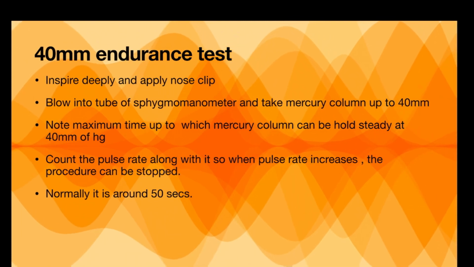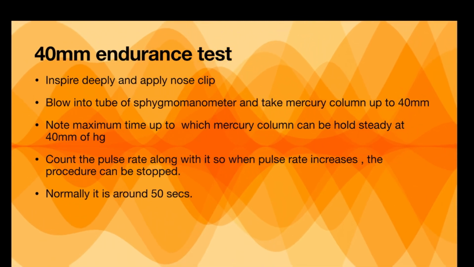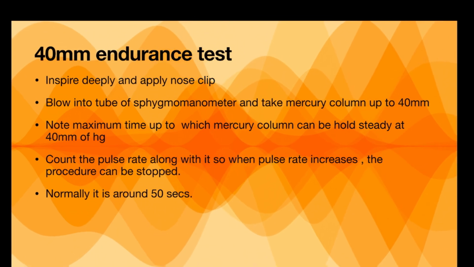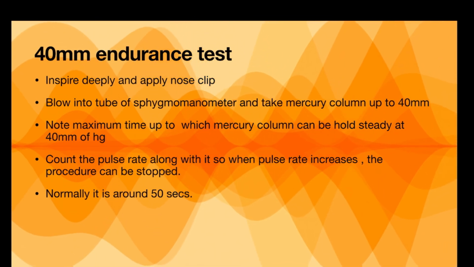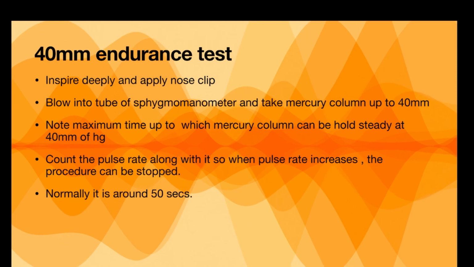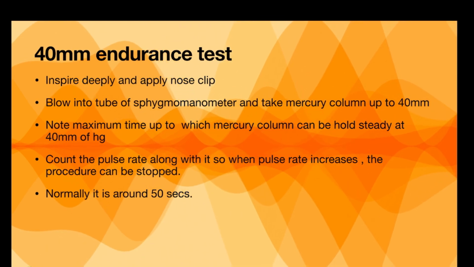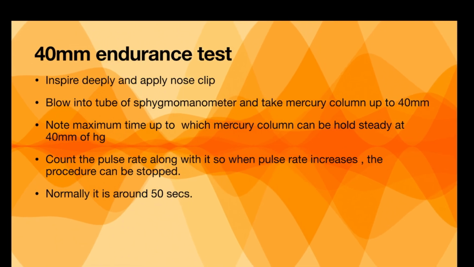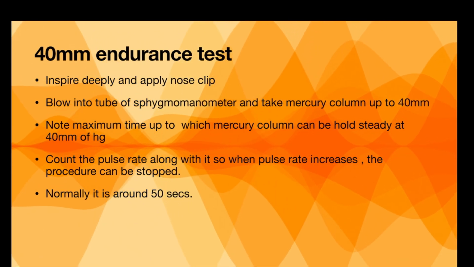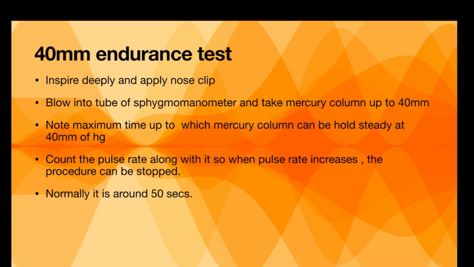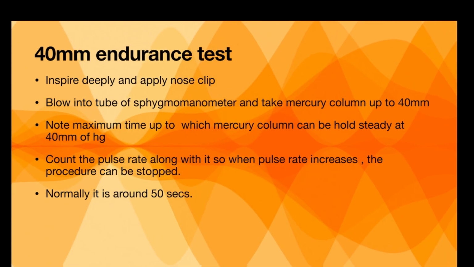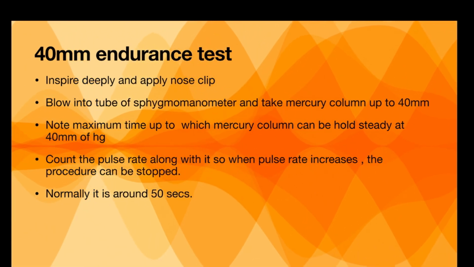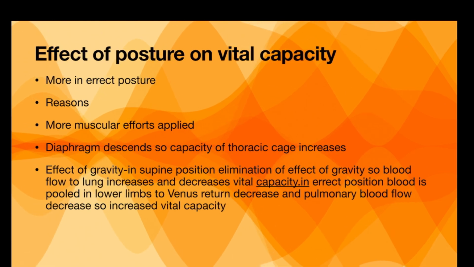Next is the 40 mm endurance test. To perform this test, inspire deeply and apply a nose clip. Blow into the tube of the sphygmomanometer and take the mercury column up to 40 mm. Note the maximum time up to which the mercury column can be held steady at 40 mm of Hg. Count the pulse rate along with it, so when the pulse rate increases, the procedure can be stopped. Normally it is around 50 seconds.